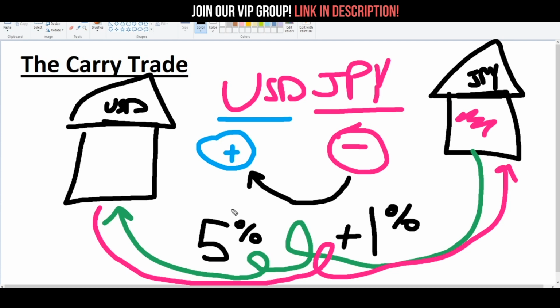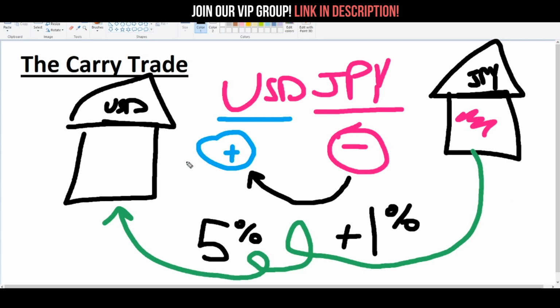So generally, the carry trade doesn't want to do that. We don't want to go the opposite way. We want to go with the more positive interest rate to collect a positive swap, okay? So that's the big idea. That's the basic concept of the carry trade.